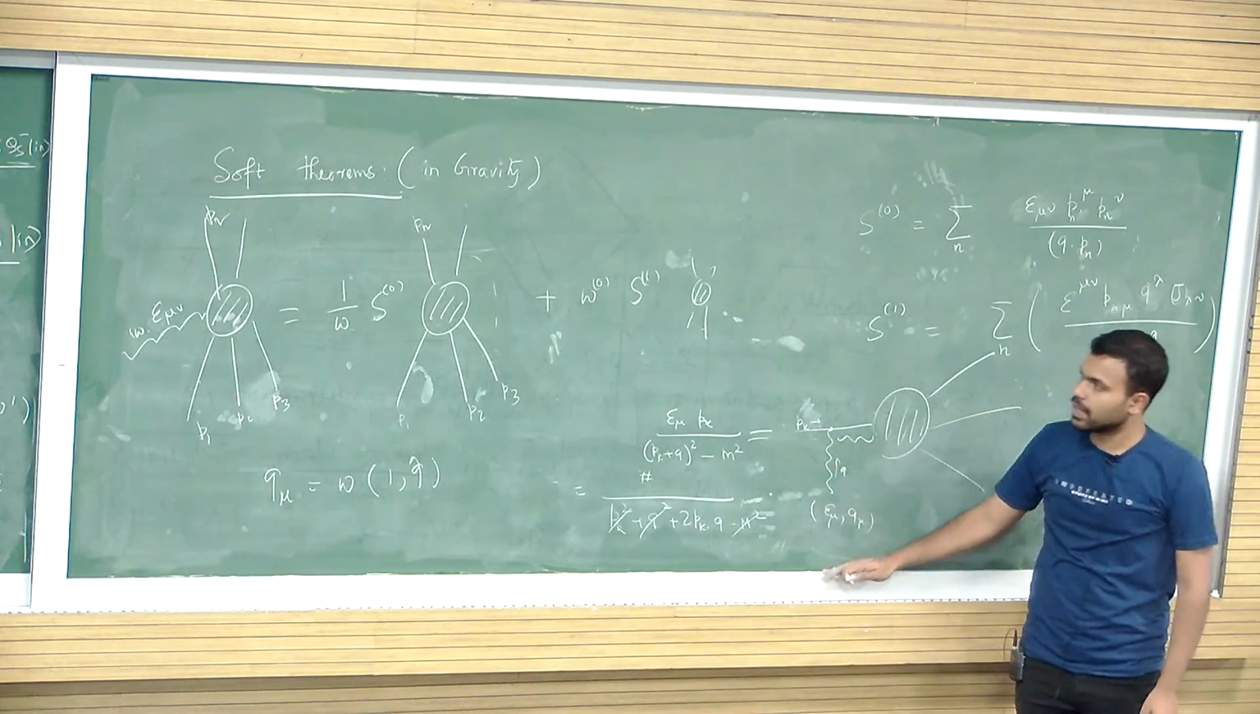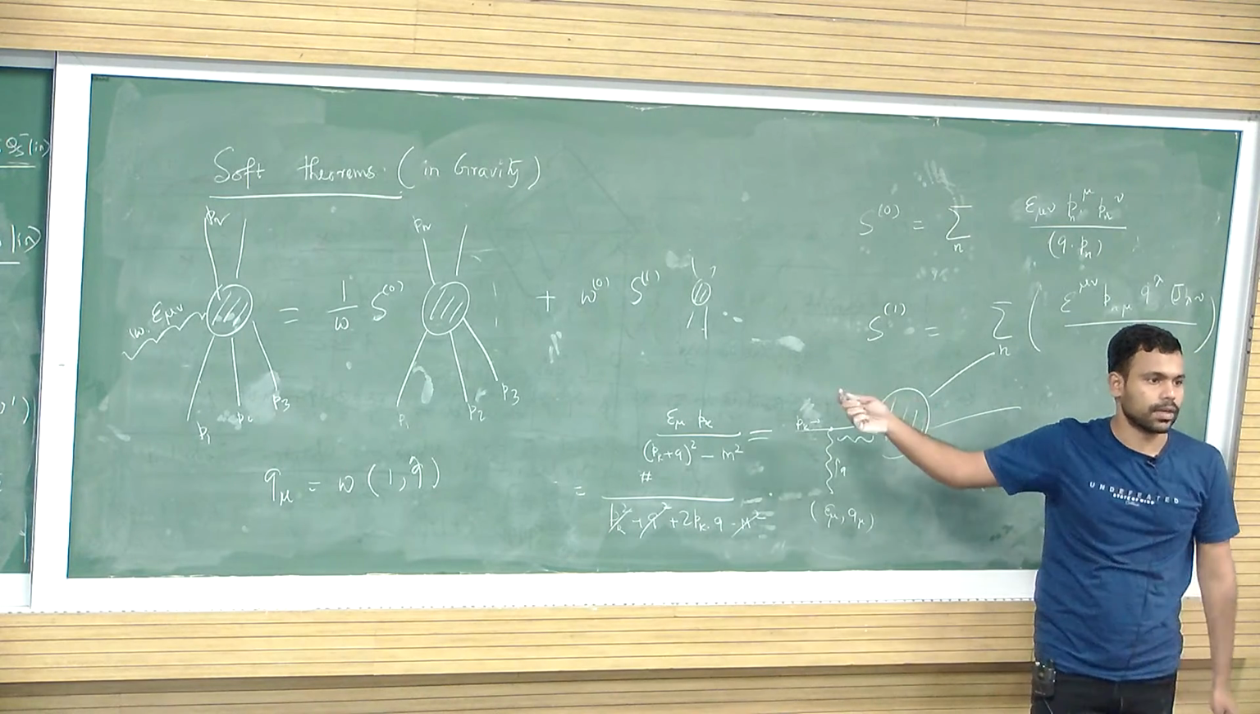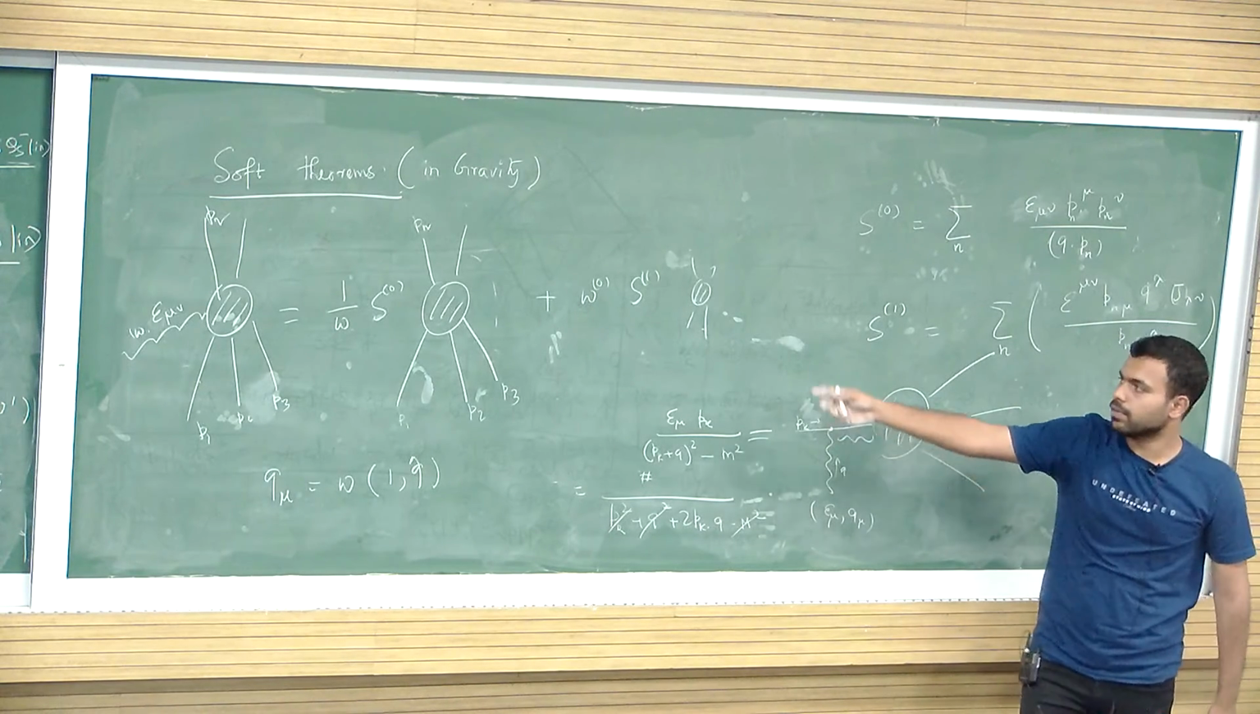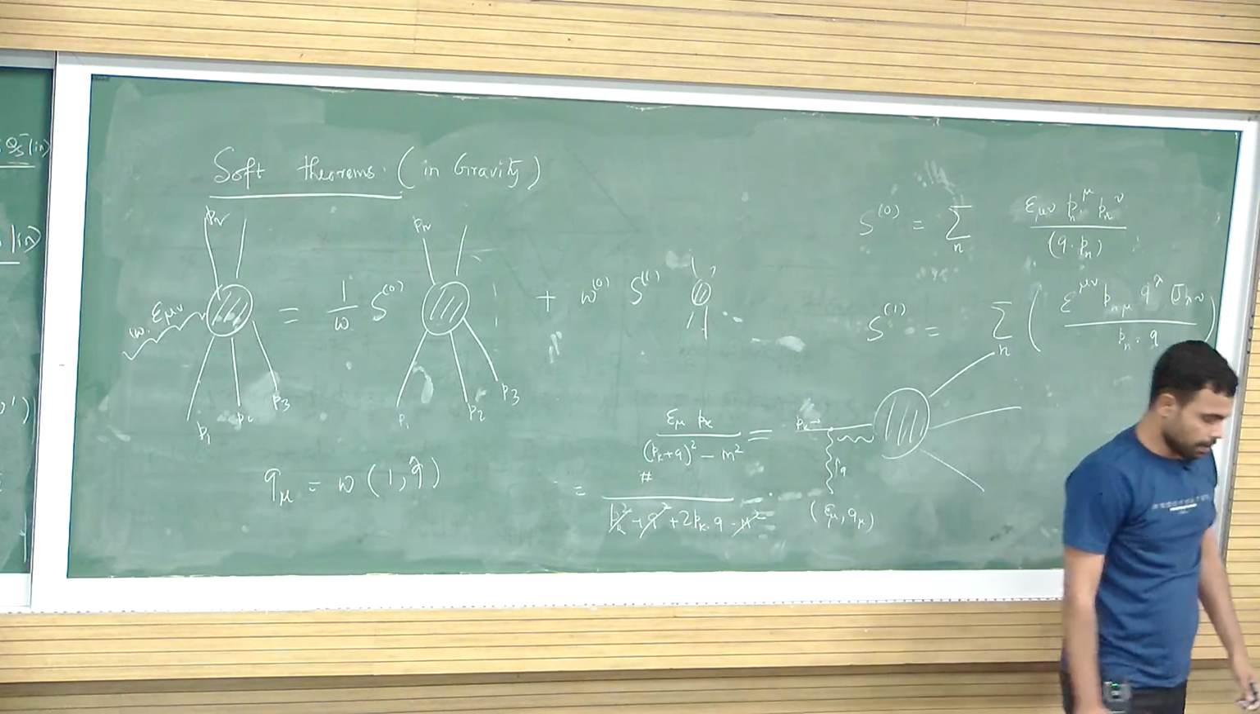And you can do the same thing for omega to the 0 order. You can find all the Feynman diagrams and where the omega to the 0 contributions will come from, and you will see that it basically gives you this angular momentum term. Okay.